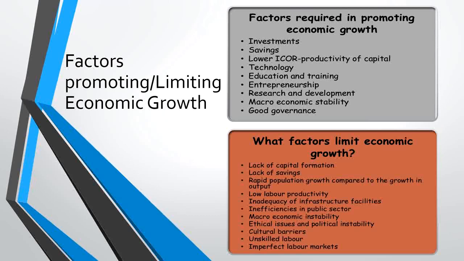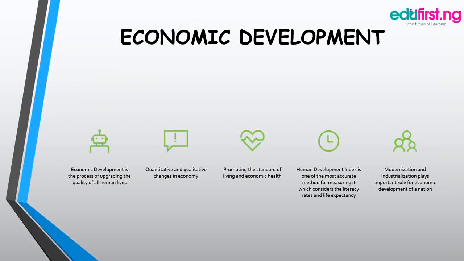Next, we look at the limits to economic growth. What are those things that make us have a stunted economic growth? Lack of capital formation, lack of savings, rapid population growth compared to the growth in output, low labor productivity, inadequacy of infrastructure facilities, inefficiencies in the public sector, macroeconomic instability, ethical issues and political instability, cultural barriers, unskilled labor, and imperfect labor market.